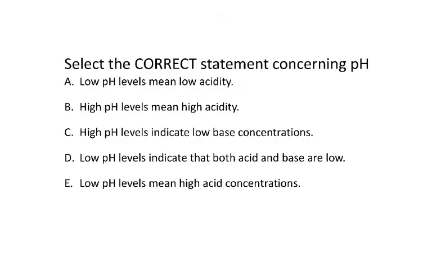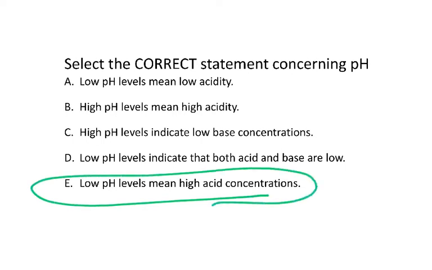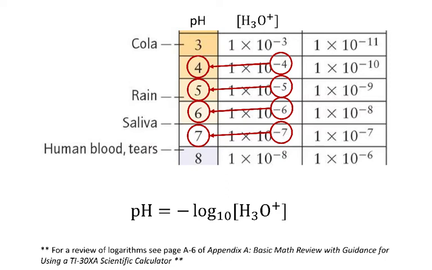Select the correct statement concerning pH. So read these for yourself. You can pause it, come back. And welcome back. After reading through these, you discovered that low pH levels mean high acid concentrations, right? Okay, now let's look back at this.